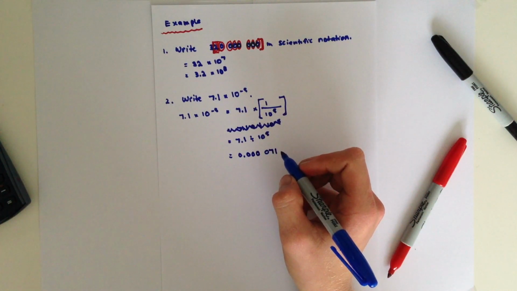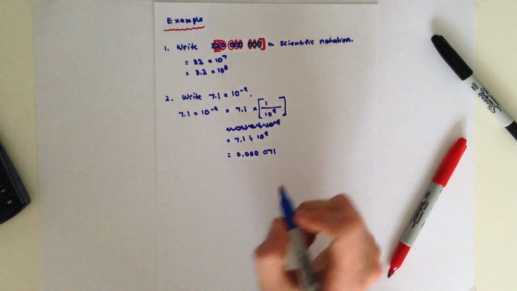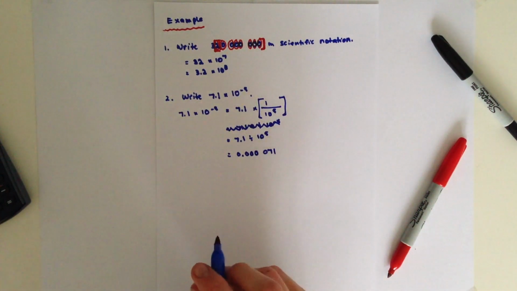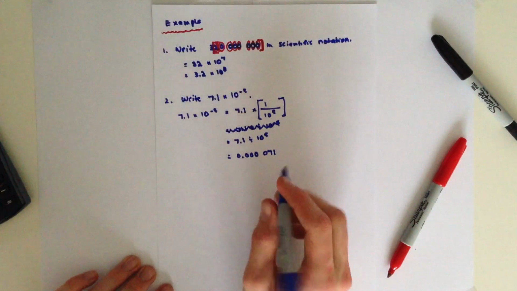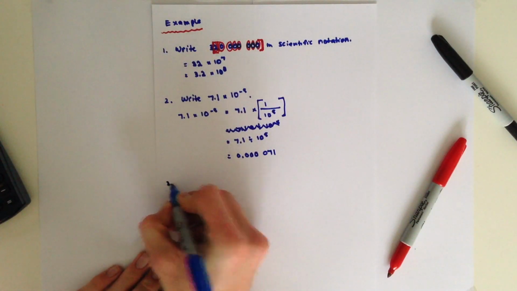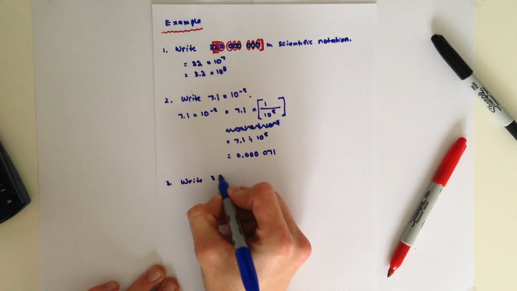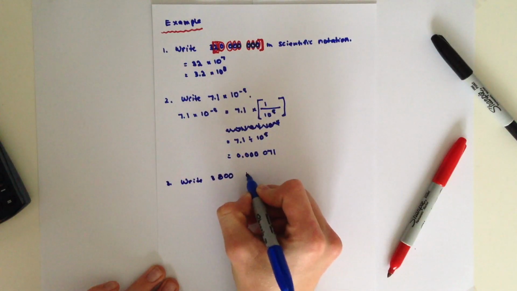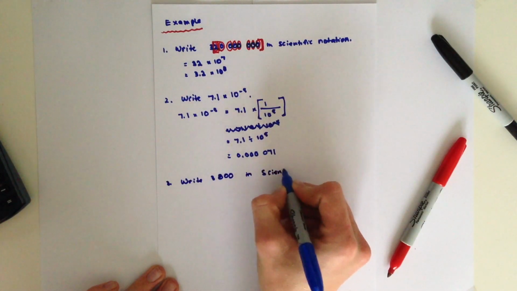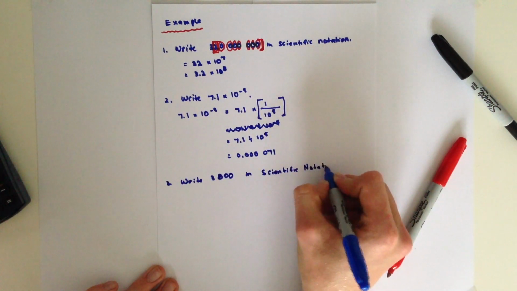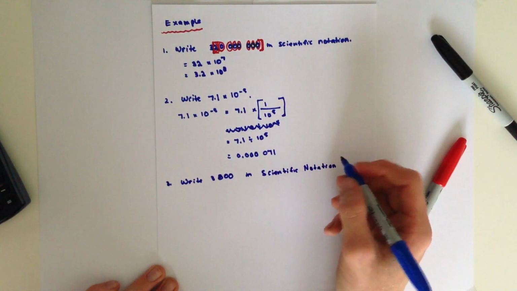Okay, that's pretty much all for scientific notation. It's pretty straightforward. I'll do maybe one more example. Here we go. This is a smaller number. Write 3,800 in scientific notation.